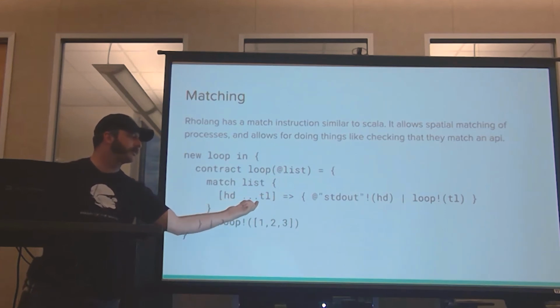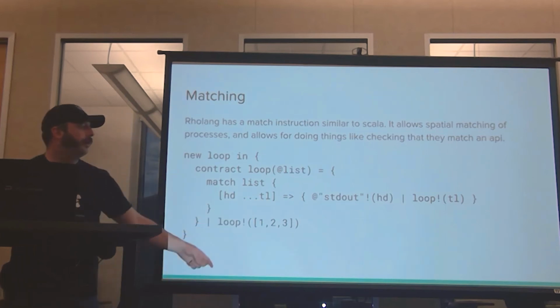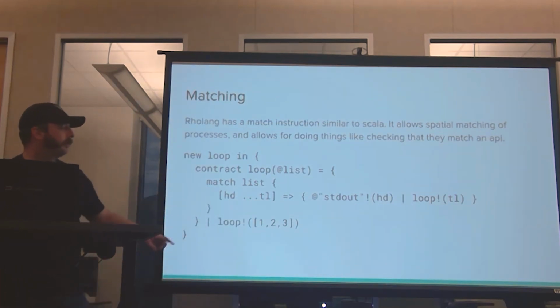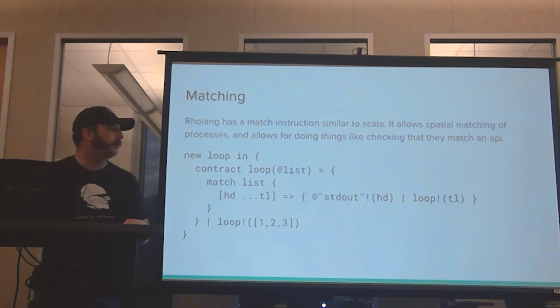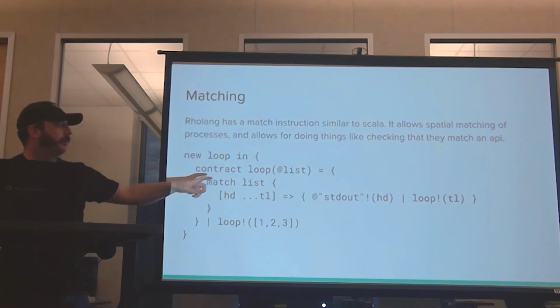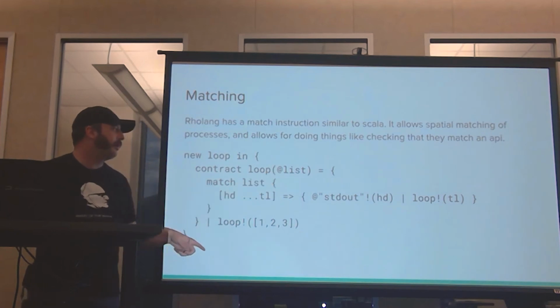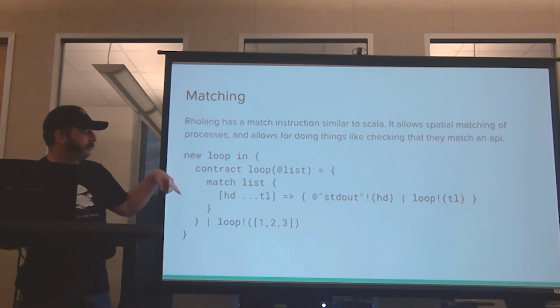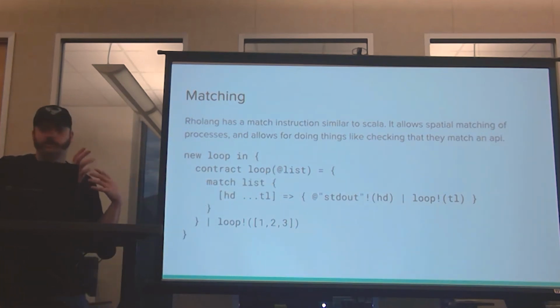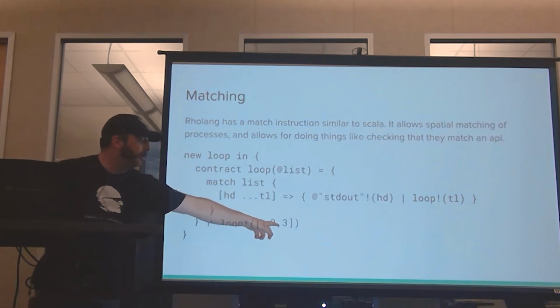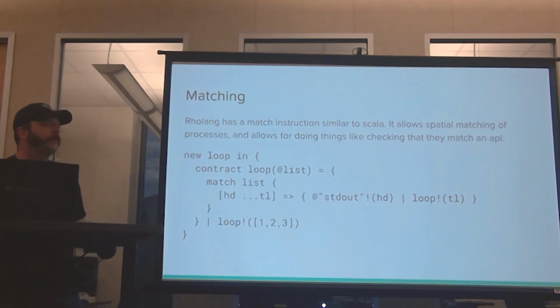So remainder syntax is available for lists as well. And then we're going to print to standard out the head, and we're going to call loop with the tail. So we're going to invoke this contract again, so it's just an actual loop. And we're going to call the loop on 1, 2, 3. Now, anyone care to guess what's going to get printed?